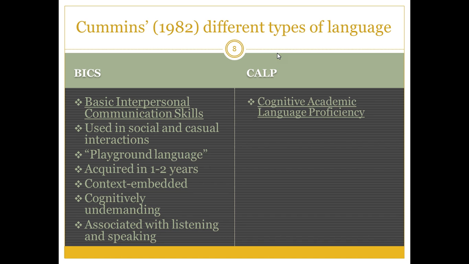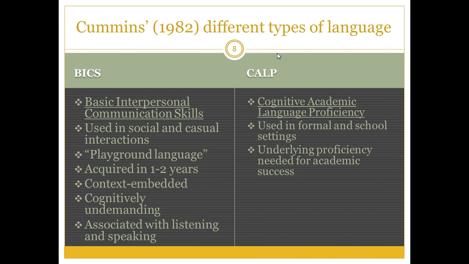CALP stands for Cognitive Academic Language Proficiency. It's often used in school and formal settings, and it's also an underlying proficiency that's needed for academic success. It takes much longer to acquire than BICS. Usually it's 5 to 7 years, and that's in an L2. That's not in your native language.